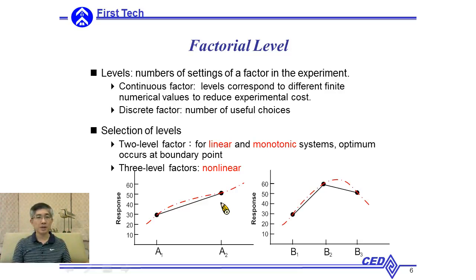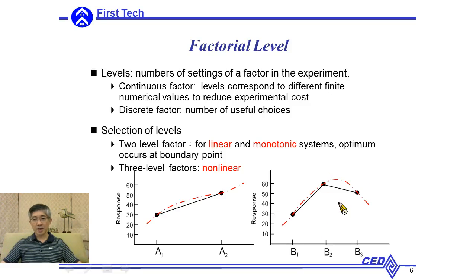We can determine the value of A for the maximum output. So we suggest a 2-level factor if you know the system is linear or monotonic. But if you don't know if this is a linear or monotonic system, or you already know it is a nonlinear system, then we might need to go to 3-level factors.